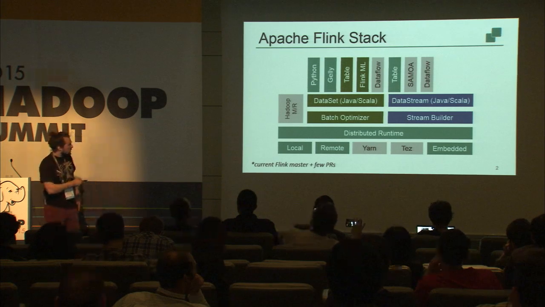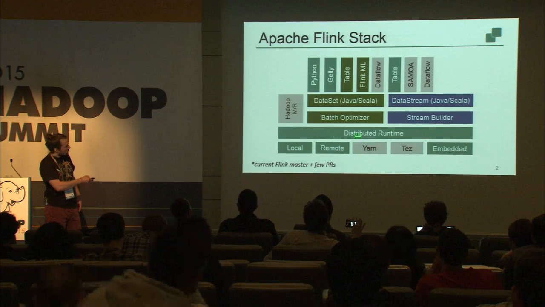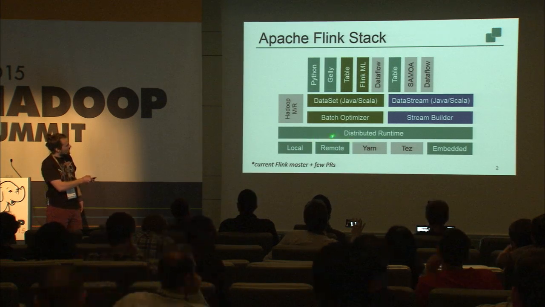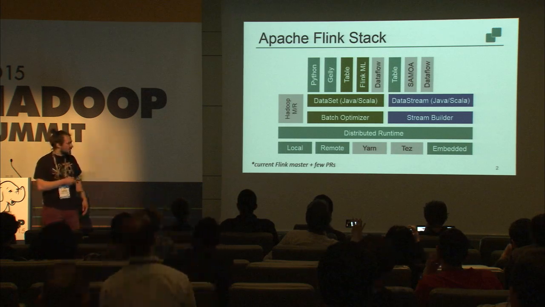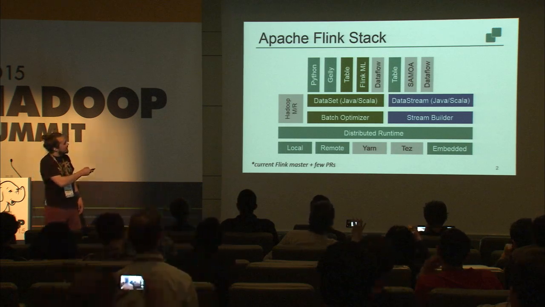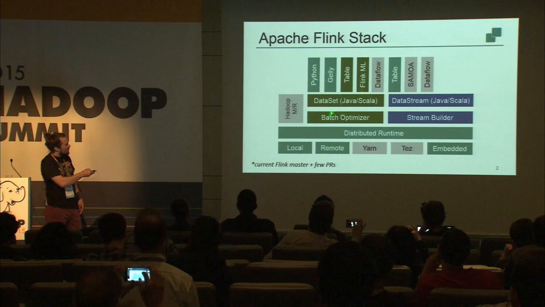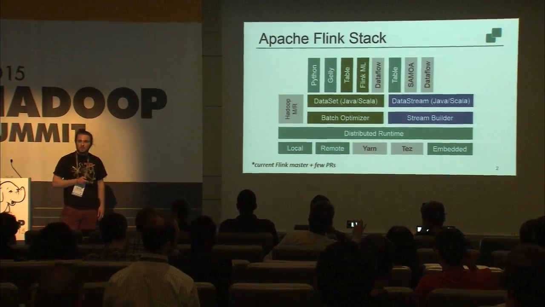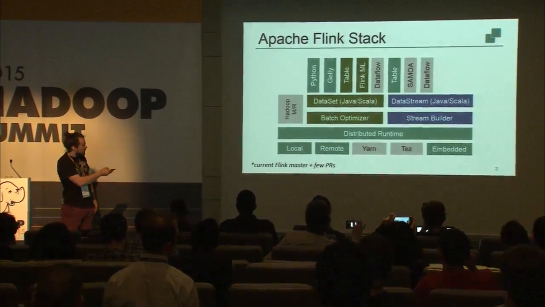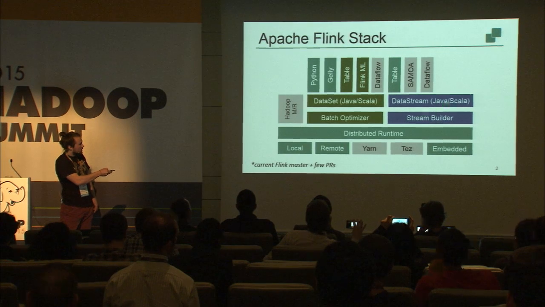Oh, by the way, a word about the color coding. These mint colors are parts of Flink. These gray ones are parts in other projects that relate to Flink. The green ones are stuff we're going to talk about here today, and the blue ones are stuff that some people might have seen in the other talk about Flink streaming. So this is the Flink streaming part, but we're not going to talk about this today.